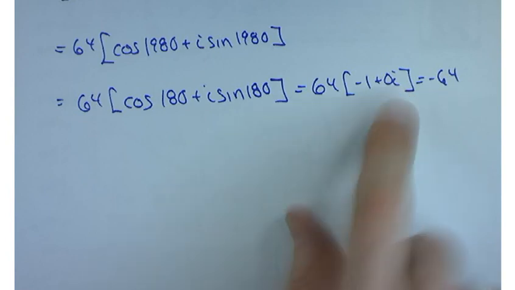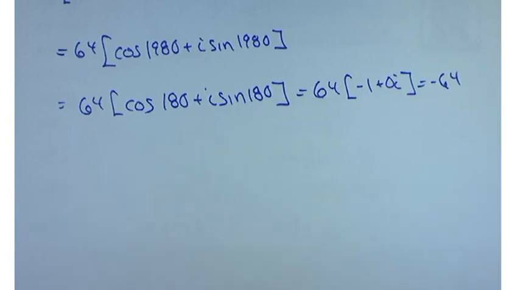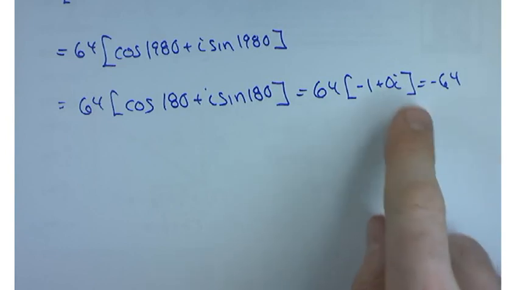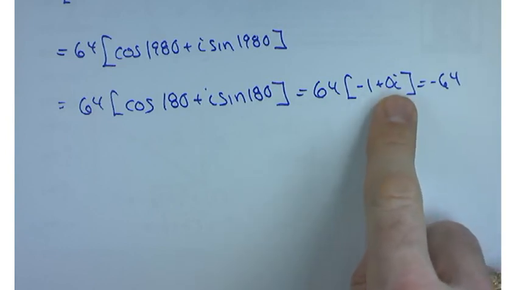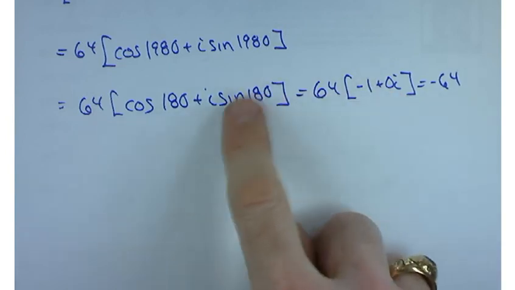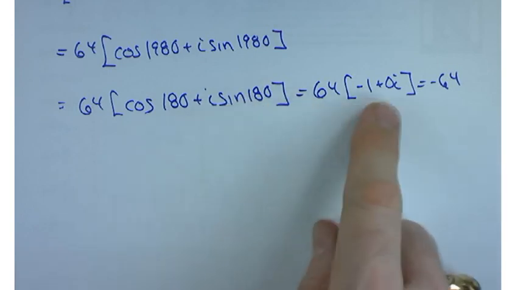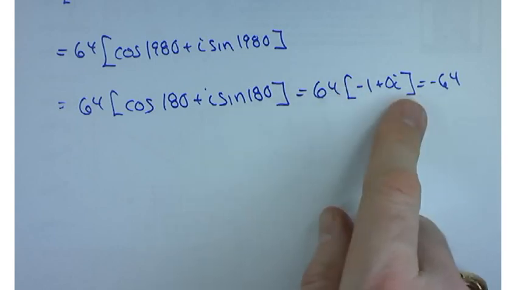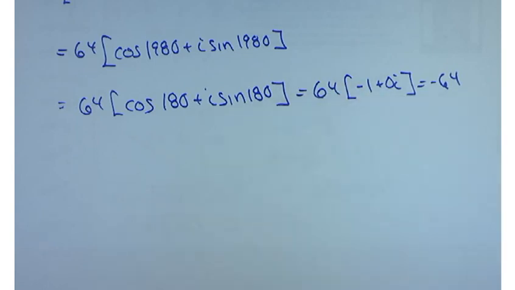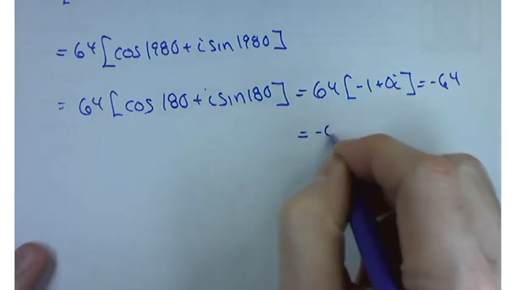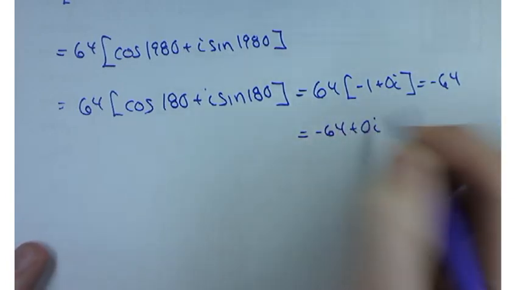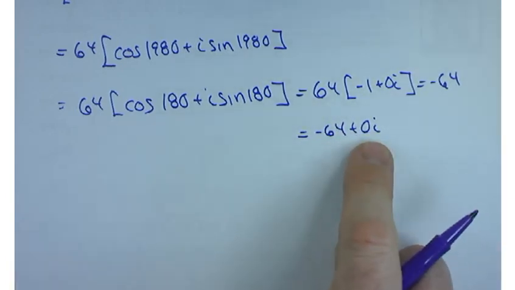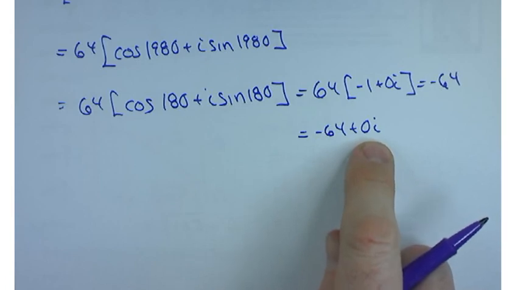Anything else? Is there a way to check it? 0i. Right, because sine of 180 is 0. So 0 times i, well, it's just 0. So when I distributed the 64, I just left it off. You could write -64 plus 0i, but I probably wouldn't bother with the 0i myself. There's nothing wrong with it, though.